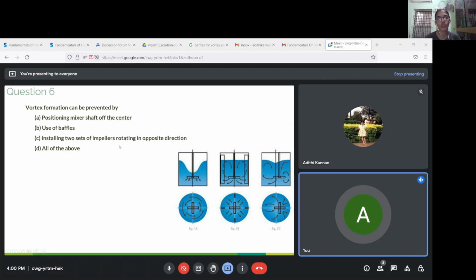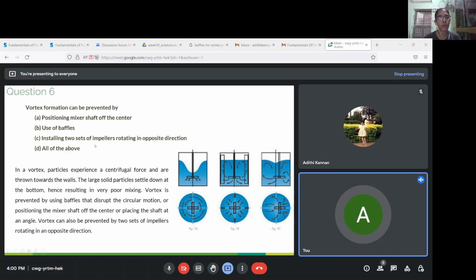Apart from this, you can also install two sets of impellers rotating in opposite directions. Let's say you have one set of blades here and another set of blades on top. So you'll have two sets, that is two shafts coming in, or you can have multiple blades rotating in different directions. The moment you have two impellers rotating in different directions, this will prevent a circular motion and you will have very proper mixing happening, preventing vortex formation. In fact, all these three steps will prevent vortex formation and ensure proper mixing.